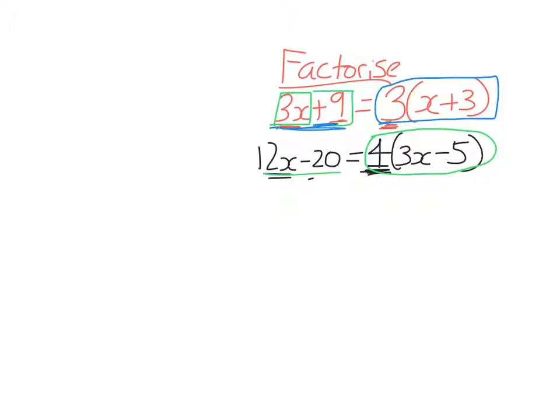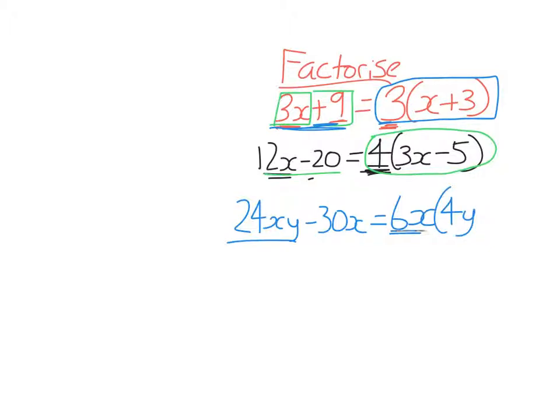So once again, if I were to expand this using the distributive law, I would get my original answer. Now, sometimes the highest common factor involves a pronumeral as well. So let's say I had 24xy minus 30x. The highest number that goes into 24 and 30 is 6, but there's also an x in both terms. That's part of the highest common factor too. So what do I times by 6x to get 24xy? I need to times by 4 to get to 24, and I need to times by y as well. What do I times by 6x to get negative 30x? It's just negative 5. 6x times negative 5 gives negative 30x.